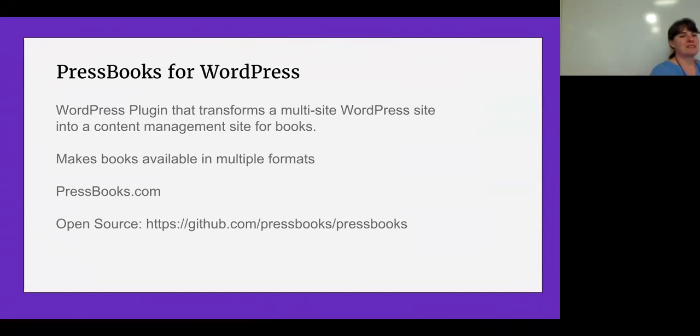So to talk a little bit about Pressbooks for WordPress, it's a WordPress plugin that transforms a multi-site WordPress site into a content management site for books. So basically, its intention is to help create books. That's its whole goal in life. And it does it really, really well. And also what it does is it makes books available in multiple formats. So you can export a book as a PDF or an EPUB or a MOBI, and in other formats that I don't personally know much about. So it's really handy for that. There's pressbooks.com, which is a fully hosted solution that you can use. You can also download the plugin yourself, which is what we've done, and set up your own site for it.